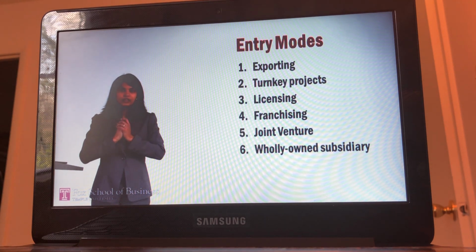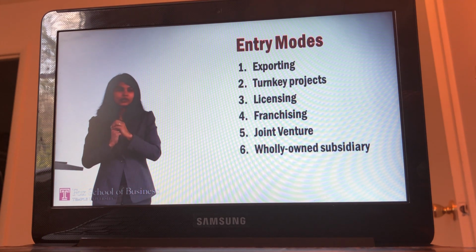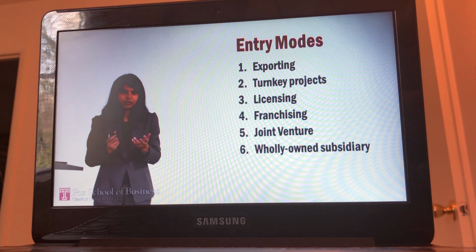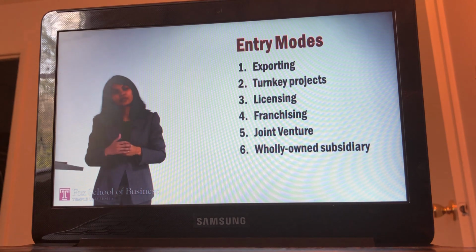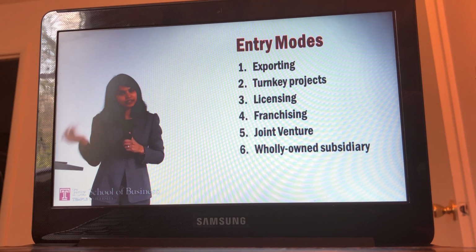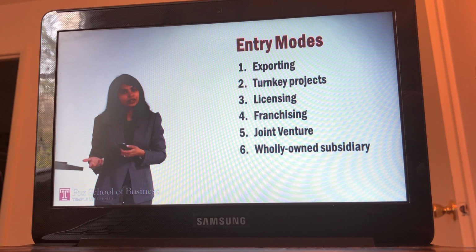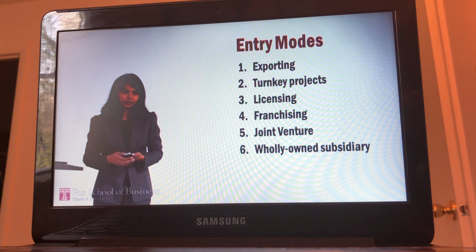Then finally, once the firm has decided, okay, this is my target market, this is when I want to enter, the third question is, how should I enter? So these are the 6 typical entry modes that we know of: exporting, turnkey projects, licensing, franchising, joint venture with a local firm, or establishing a wholly owned subsidiary, either through a greenfield investment or through an acquisition.